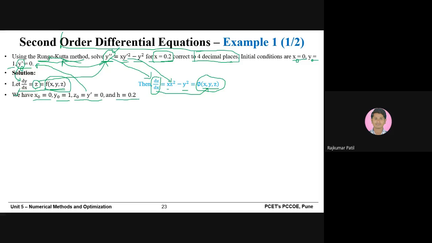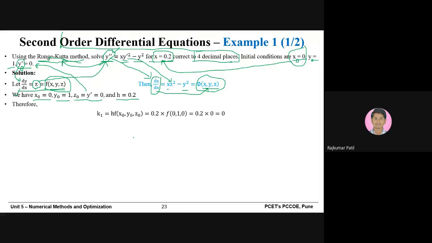Here you can think of taking interval as 0.1, but the problem will be you need to solve this same problem in two steps. So in order to avoid that, we will take h as 0.2, so that initial value is x naught and step h, that is 0.2. So you can easily calculate the value of y and z for x is equal to 0.2.